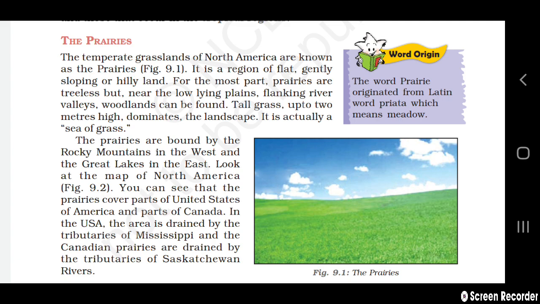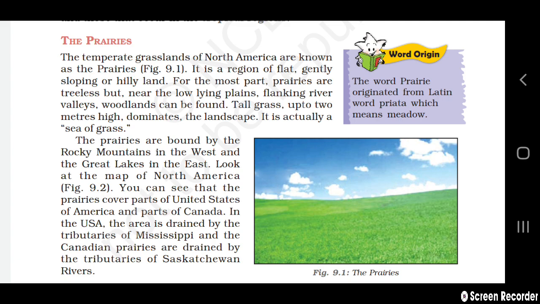The prairies are bound by the Rocky Mountains in the west and the Great Lakes in the east. So in the west it has the Rocky Mountains, and in the east it has the big Great Lakes.